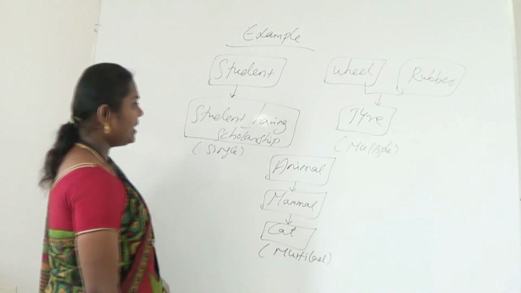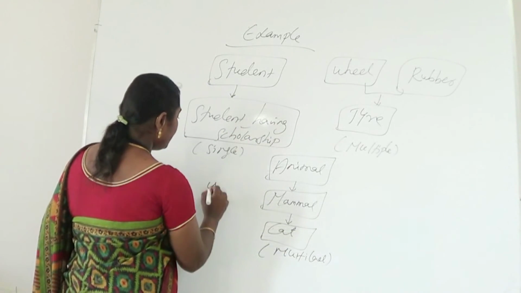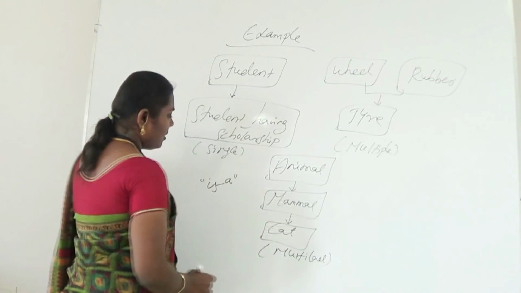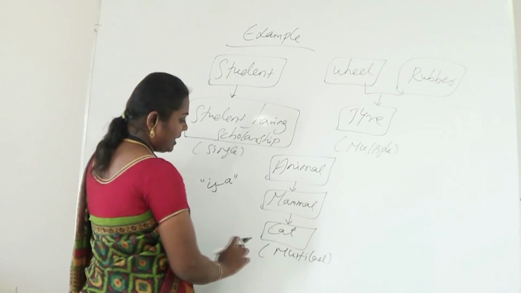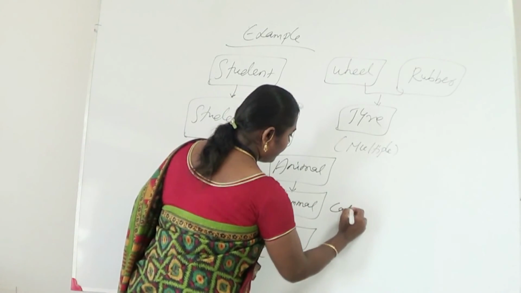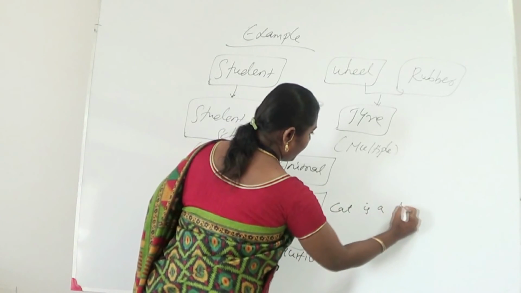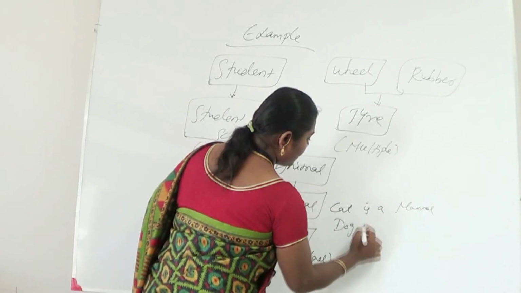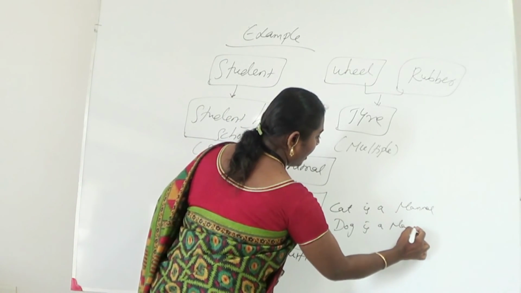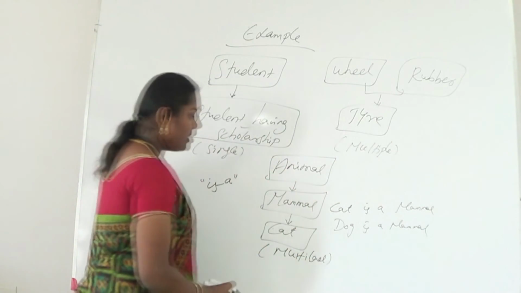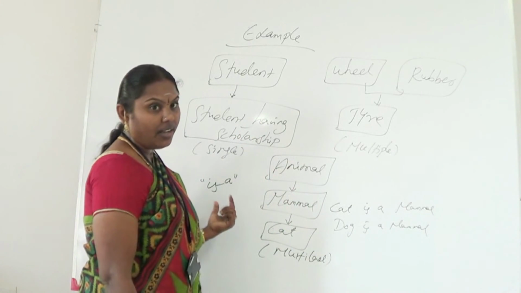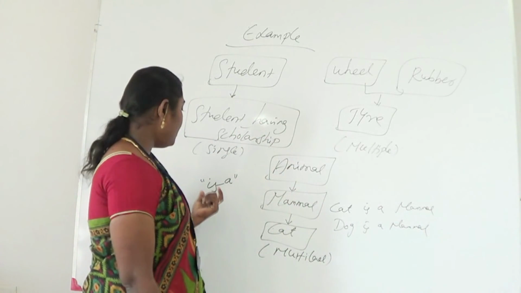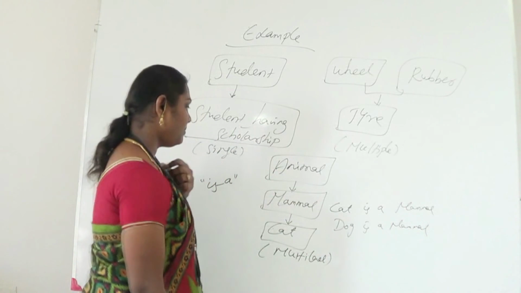So generally here the inheritance defines an is-a relationship. We can take it as an example of multi-level. Here the cat is a mammal, or we can specify the dog is a mammal, or a human is a mammal. So likewise we have to specify or define the inheritance is-a relationship.